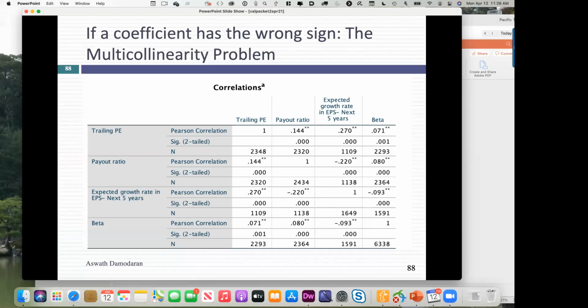So to cut the long story short, if you have multicollinearity in your regression, don't worry about it. Just still use the regression to get predicted values for your company. It'll still work because it's really not worth the effort of trying to make it go away.